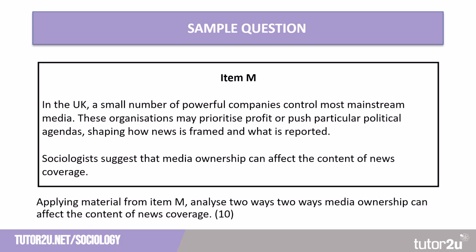We're looking for two hooks that we can develop and show how the ownership of the media can affect the content of news coverage. Now, I've picked out two hooks here. Firstly, prioritising profit, and we may want to develop that to show how that has an impact on news coverage. And the second one is pushing particular political agendas, showing how ownership of certain news sources will shape how news is framed and what is reported. What we need to do now is take these hooks and develop them into points that a student can use.